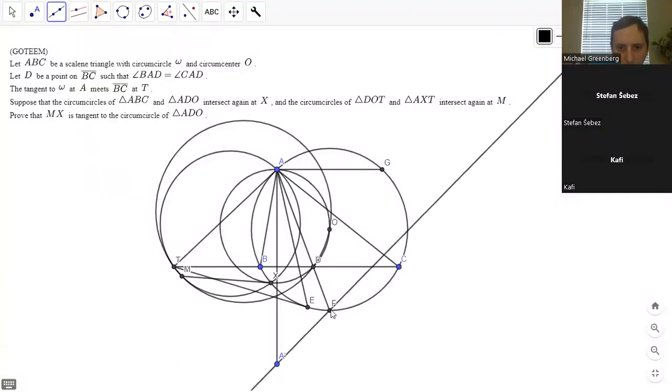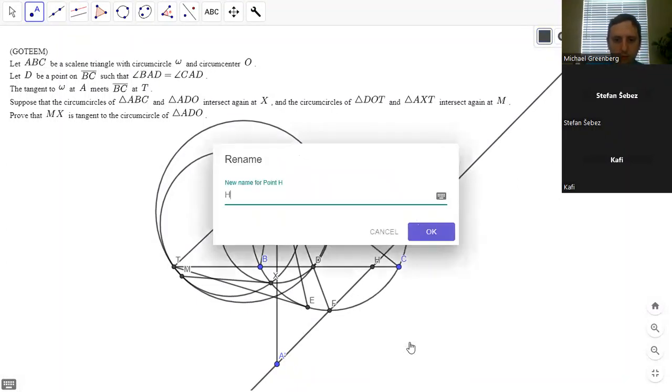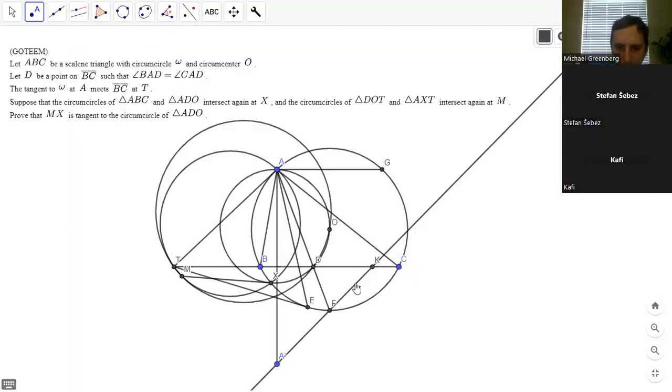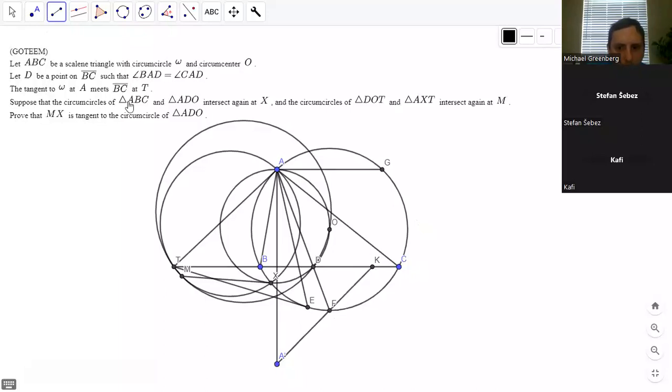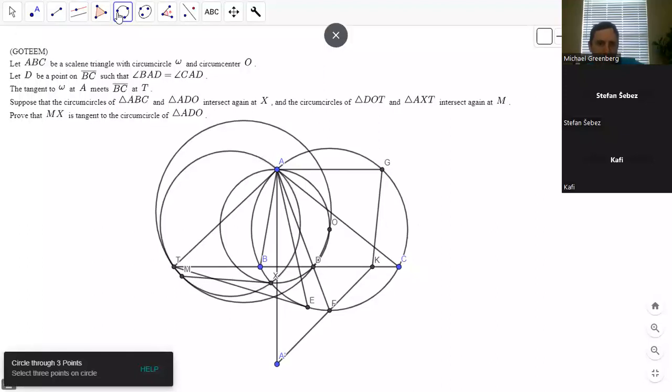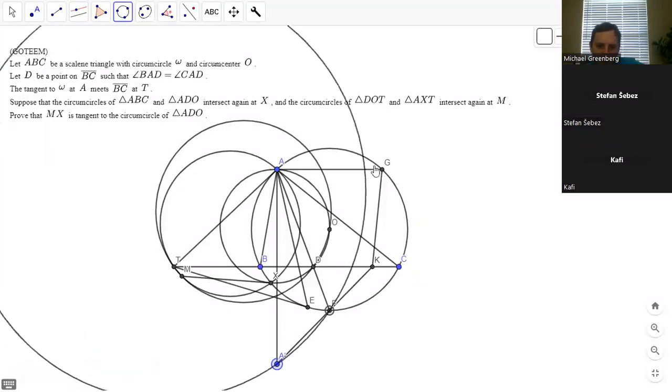And then X goes to the intersection of A prime F and BC. Okay. So X inverts to this. I don't like H. I'll call it K. Okay. Circle AXT goes to the line GK. And we have point M. Okay, we need to find the intersection of GK and the circle, the inversion of TDO. D goes to F, O goes to A prime, and T goes to G. So we need the intersection of circle A prime F G with GK.